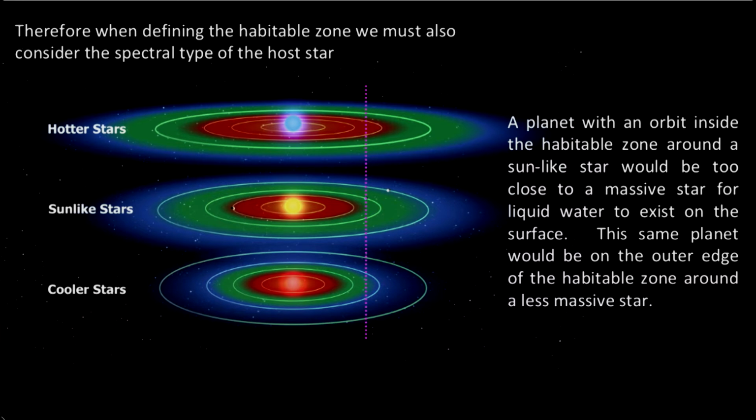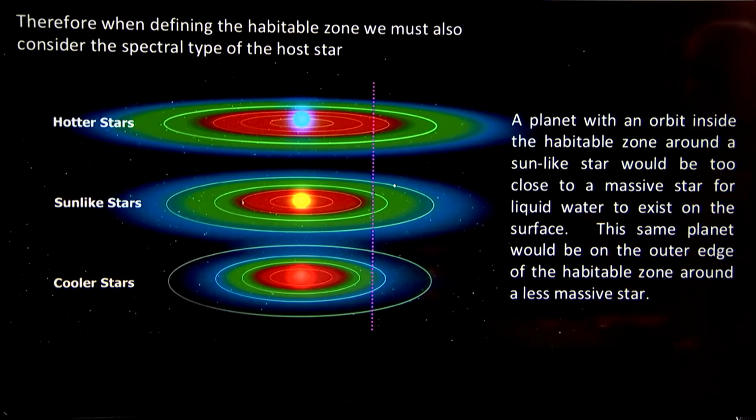A planet with an orbit inside the habitable zone around a Sun-like star would be too close to a massive star for liquid water to exist. And this same planet would be on the outer edge of the habitable zone around a less massive star.